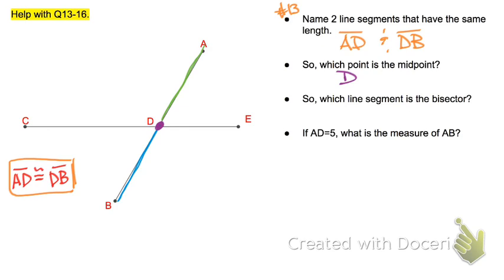And then it asks which line segment, not which point, but which line segment is a bisector. Bi means two, like a bicycle has two wheels. A bisector is a line that divides another line in half. Again, this point D is the middle of this green and blue line, so the line that cuts it in half is right here.